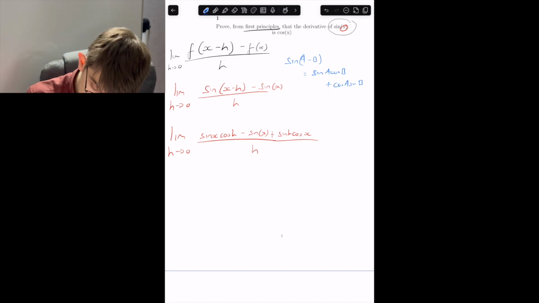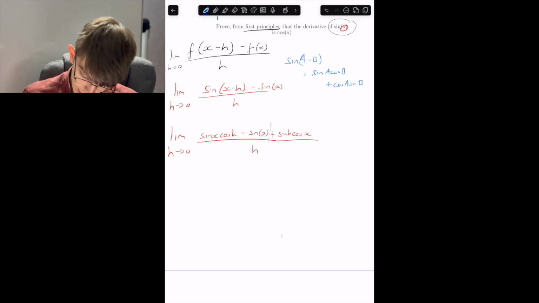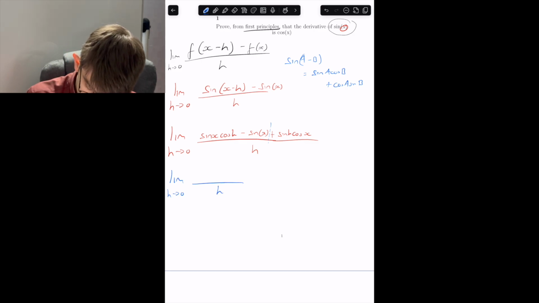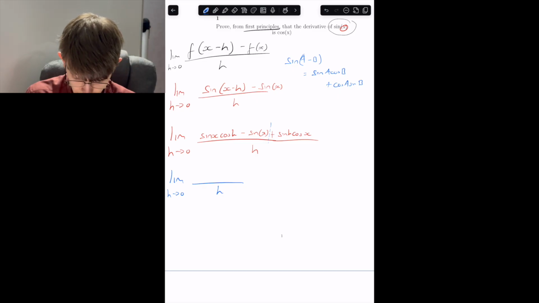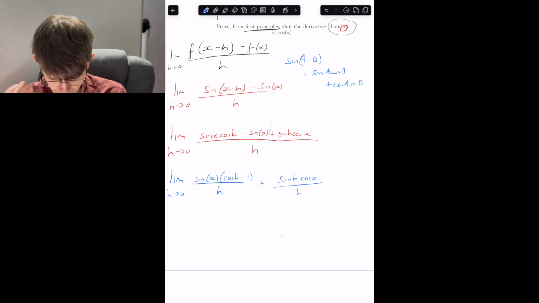And I'm essentially going to split this down the middle. Okay. And I'm going to turn this into 2 fractions, keeping my limit in there. I'm going to start with sine x cos h minus sine of x on the top here, and I'm just going to factor out my sine of x. So I get sine x cos h minus 1, and I'm adding to that sine h, not sinh, cos x over h.